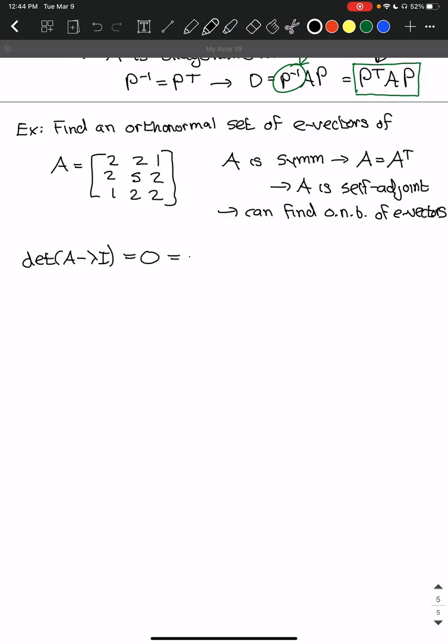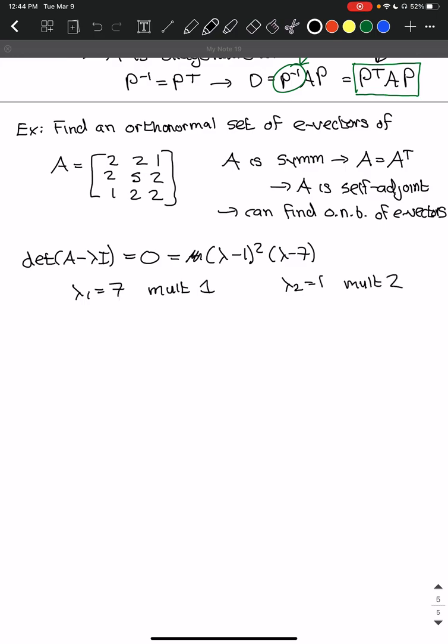In this particular case, we get negative lambda minus 1 squared times lambda minus 7. All right, we don't really care about the minus sign, right? That doesn't do anything for us. So that tells us that I have lambda 1 is equal to 1. Sorry, let's do it the other way. Let's do lambda 1 is equal to 7 with multiplicity 1. And I have lambda 2 is equal to 1 with multiplicity 2.